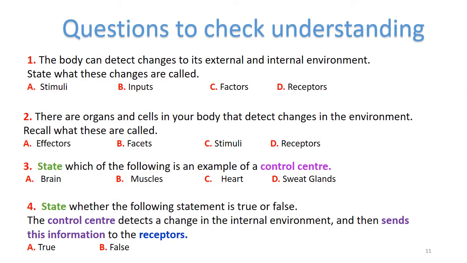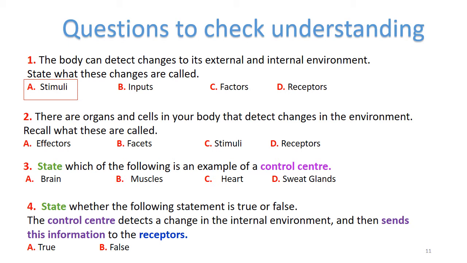So now we can answer some questions to check your understanding. Question 1. The body can detect changes to its external and internal environment. State what these changes are called. Is it A, B, C or D? The answer is A.